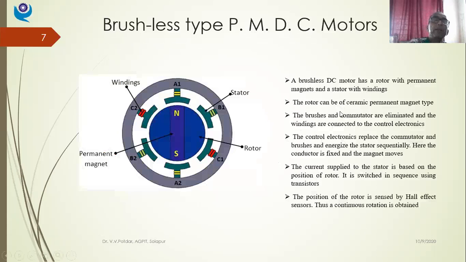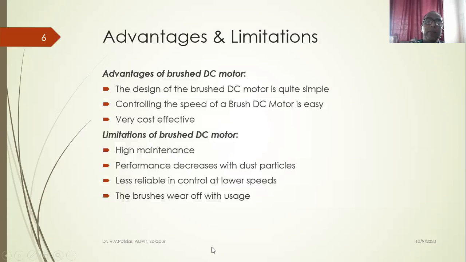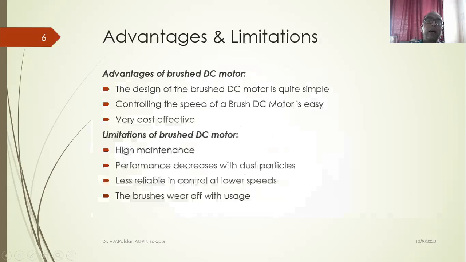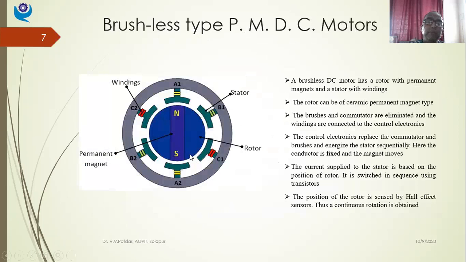Let us see the brushless type of permanent magnet DC motors. The earlier one, the brush type, is also a permanent magnet type of DC motor only. So PMDC, permanent magnet DC motors, this is the brushless type. And as the name indicates, unlike here, where we had the brushes for supply to the armature, in brushless type DC motors I will not be having brushes on the rotor, so to say. So this is the typical construction of a brushless type of permanent magnet DC motor.